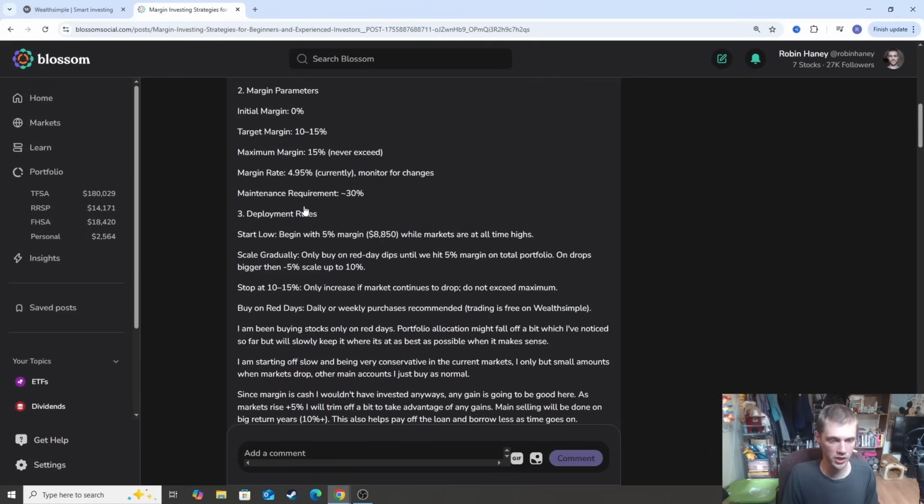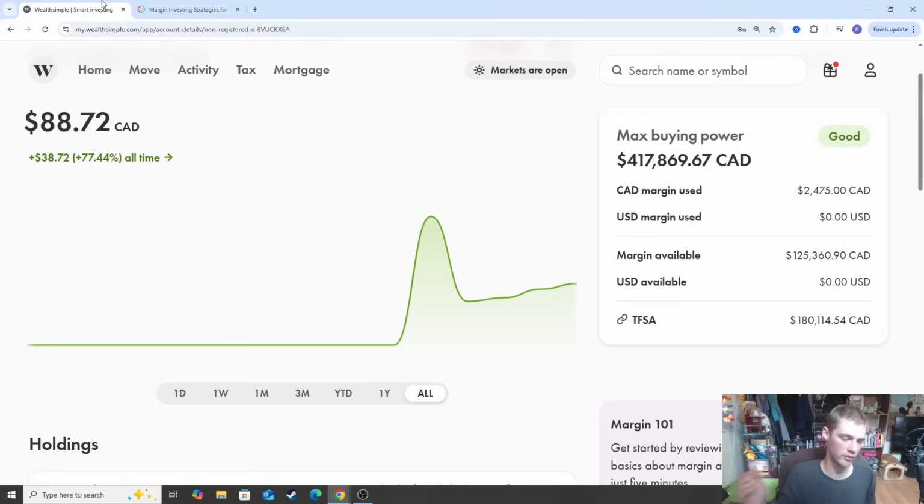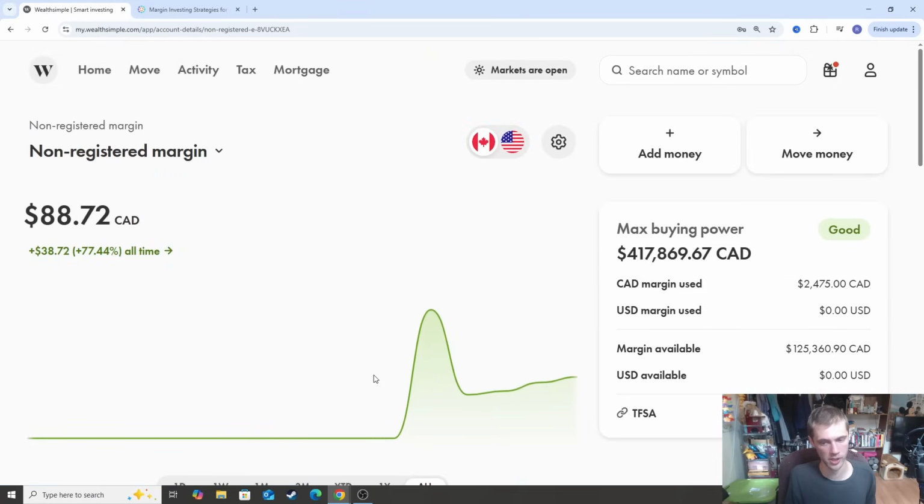So the deployment rules, this stuff isn't 100% set in stone. It's just my recommendation. I set this up as some general rules that can be flexible, and I'm not 100% sure on this. But the idea is to start low and begin with a 5% margin. So 5% of 180 is roughly $9,000, give or take. So that's our max that we can buy when markets are at an all-time high.